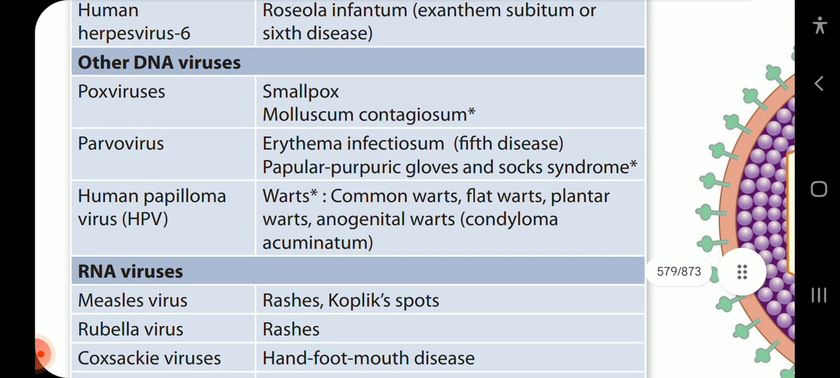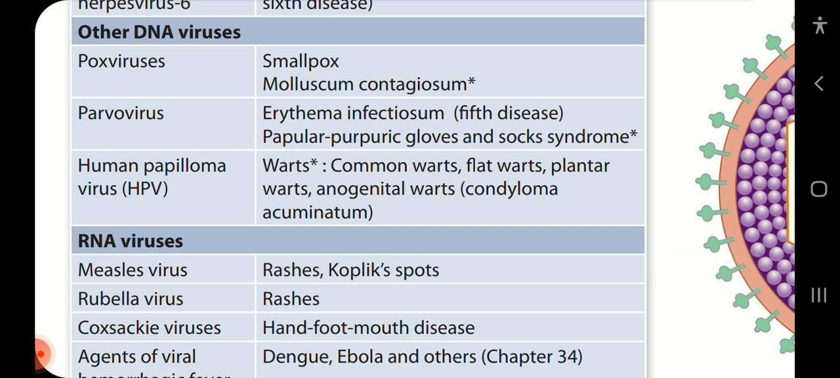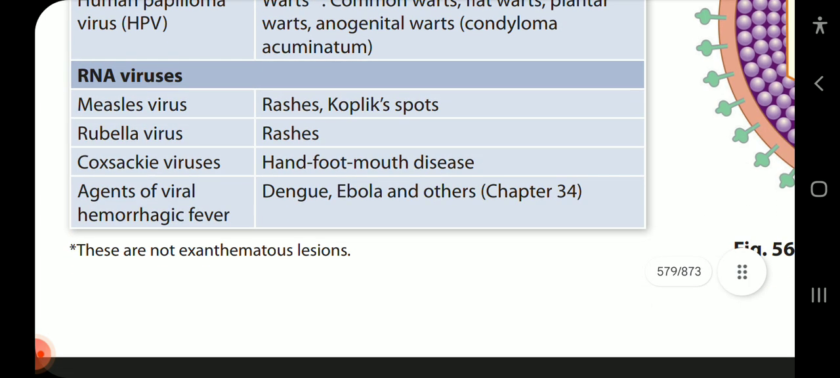Okay. Other DNA viruses like pox virus cause smallpox and molluscum contagiosum. Parvovirus causes erythema infectiosum, fifth disease, and papular purpuric glove and sock syndrome. Human papilloma virus, HPV, causes warts: common warts, flat warts, plantar warts, anogenital warts, condyloma acuminatum. RNA viruses: measles virus causes rashes, Koplik spots; rubella virus causes rashes; Coxsackie virus causes hand, foot, mouth disease. Agents of viral hemorrhagic fever cause dengue, Ebola, and others.